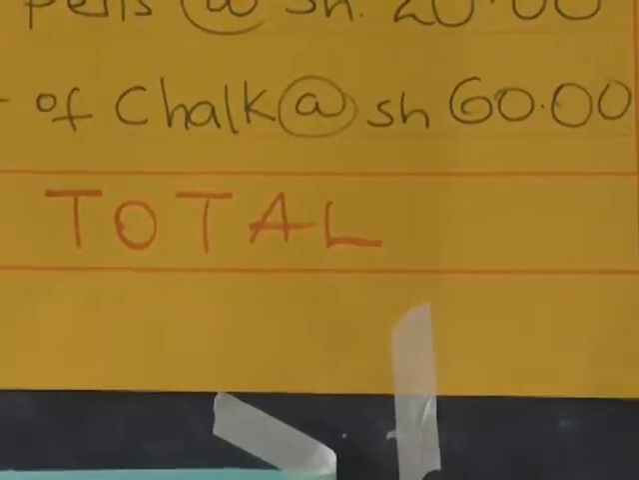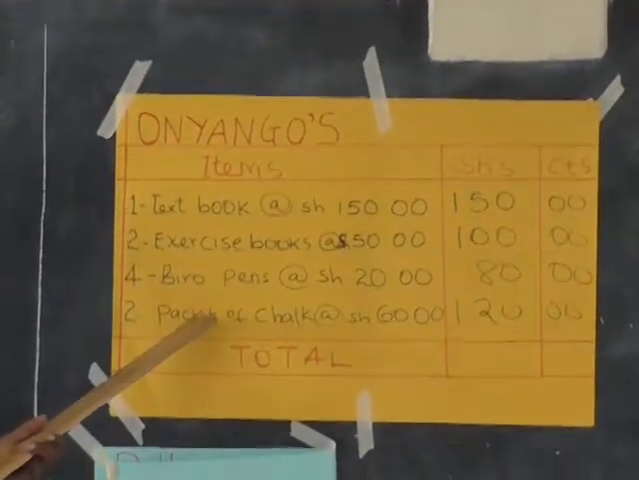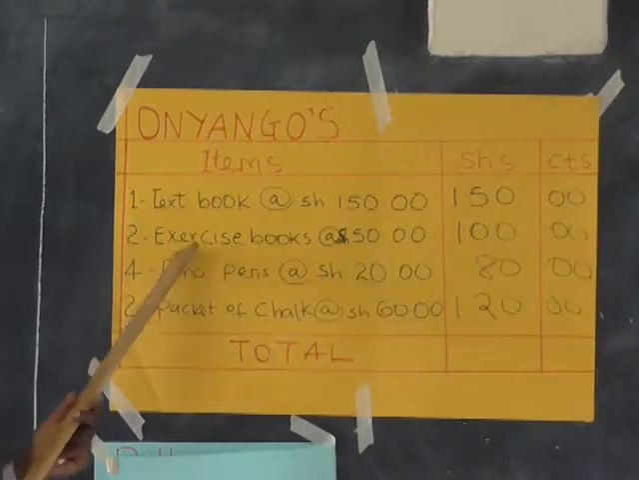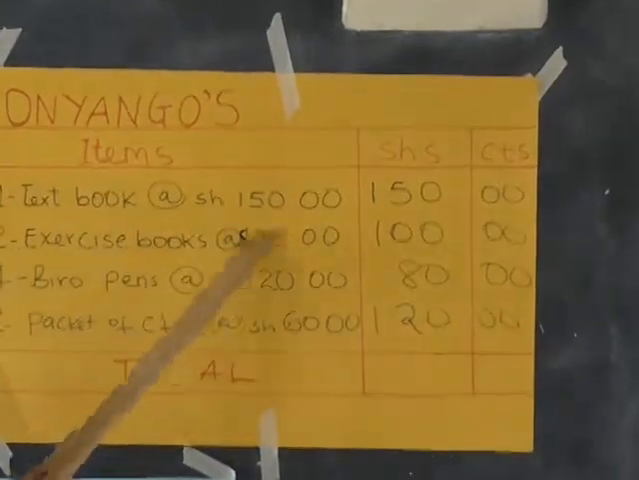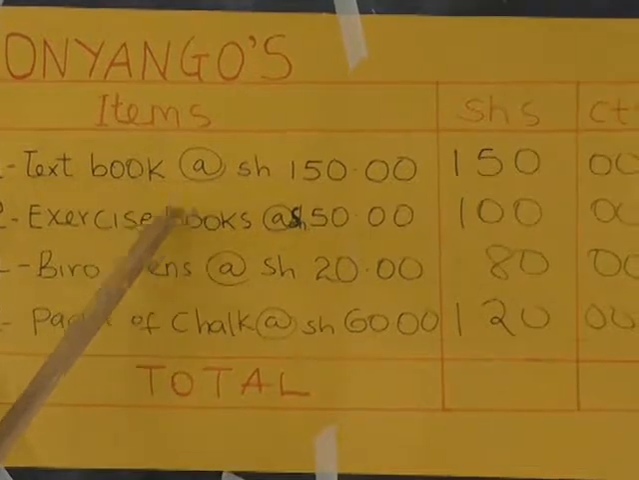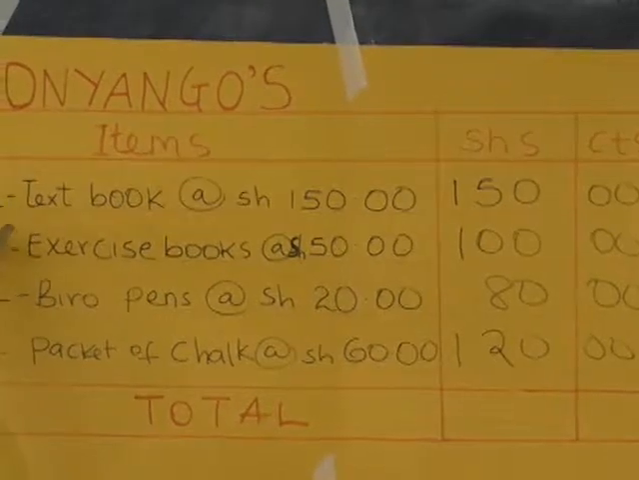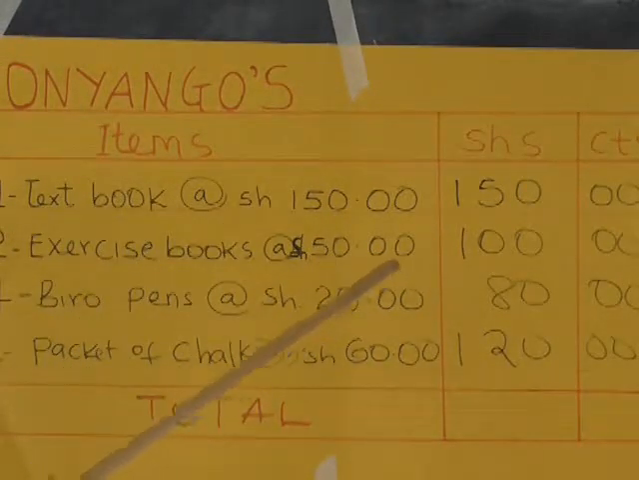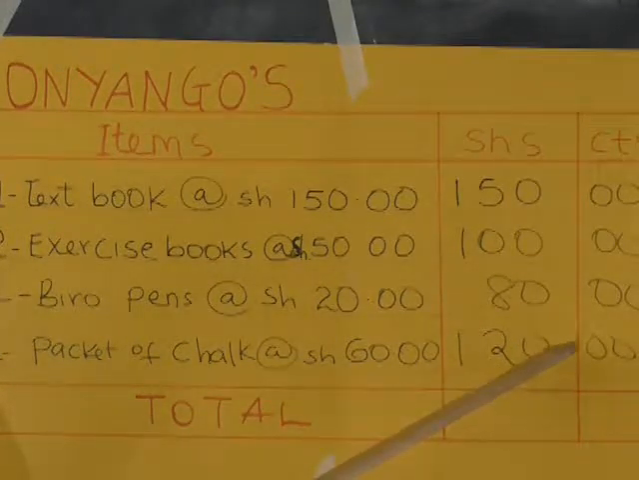So class, as you can see, these are the list of items that I've just bought. And against each item, you can see how much I'm going to pay for them. Like for one textbook, I'm going to pay 150. For the 2 exercise books, I'm going to pay 100 shillings. For the 4 bio pens, I'll pay 80 shillings. And for the 2 packets of chalk, I will pay 120 shillings.